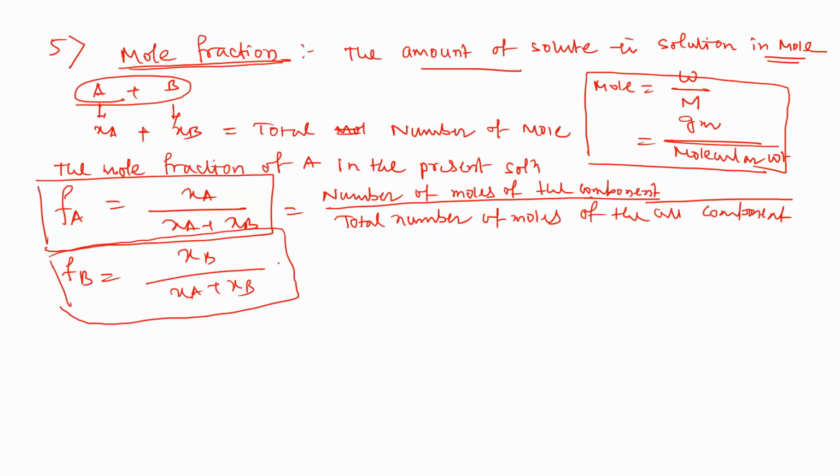Suppose there are lots of components. Suppose I am considering that there are I components. So what will be the mole fraction of the I component? The mole fraction of the I component will be X of I equal to Xi by X1 plus X2 plus X3 plus dot dot dot Xi. So that is the thing.